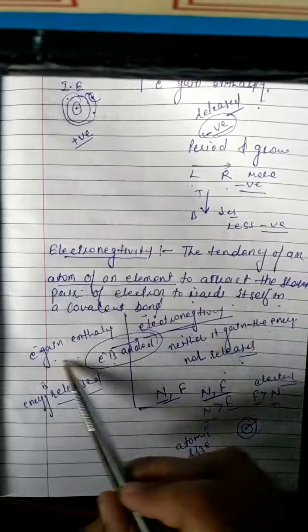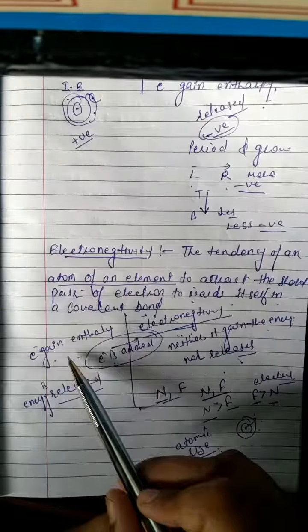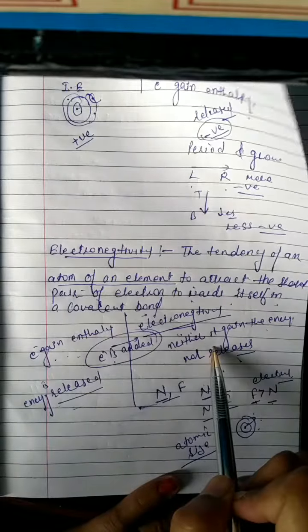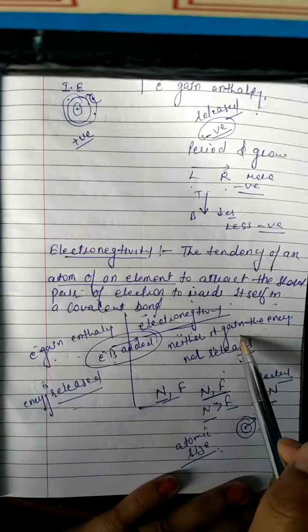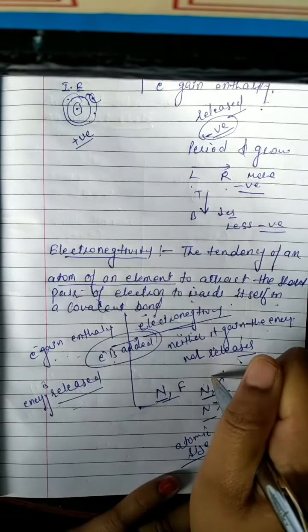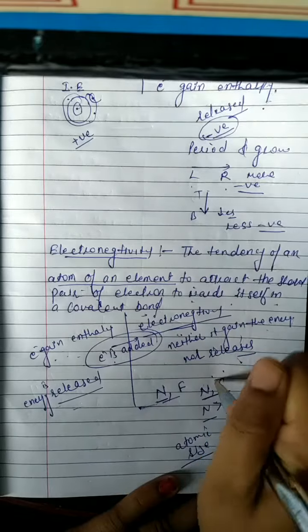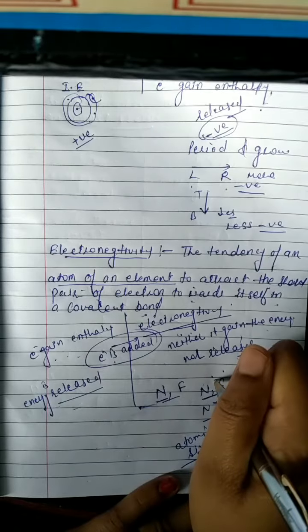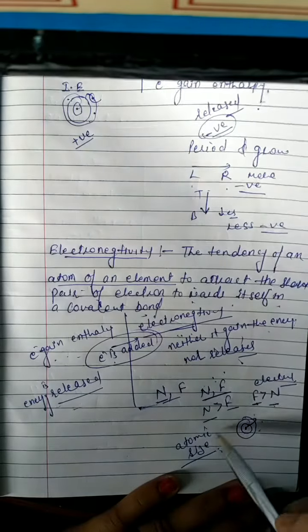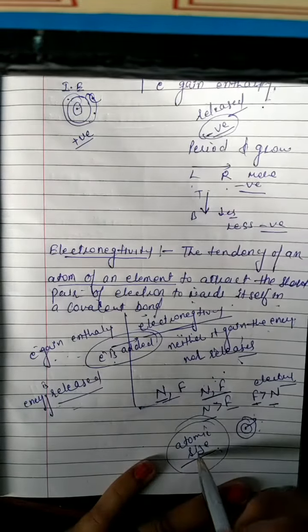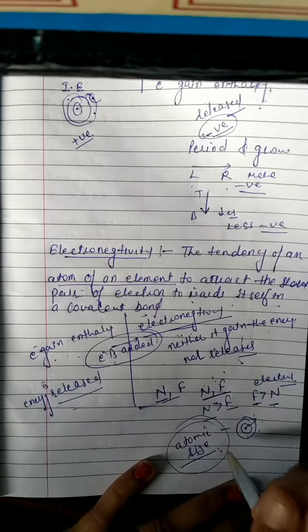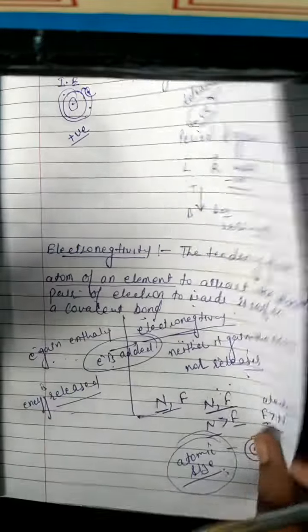Clear? The difference in both cases is clear, na? In the case of electron gain enthalpy, the energy is released, but in the case of electronegativity, it neither gains energy nor releases energy, but it has its own tendency to attract the electron towards itself. Clear? And electronegativity is based on atomic size. Now, on the basis of atomic size, we have discussed electronegativity in a period and in a group.